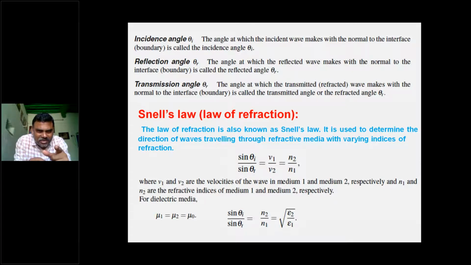Here the symbol is not clear. It is theta suffix t, not r. Both r and t look like the same. Transmission angle means theta suffix t.